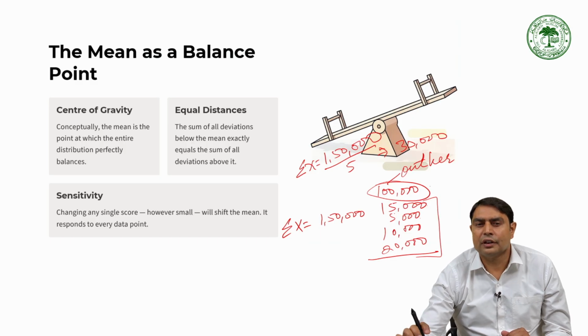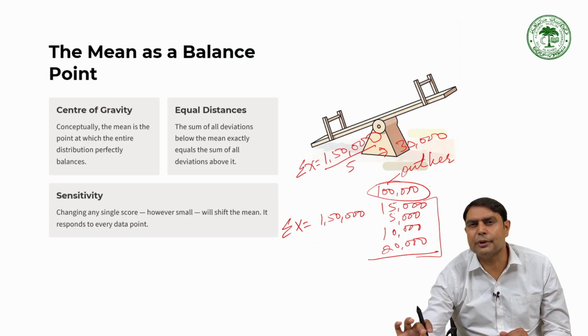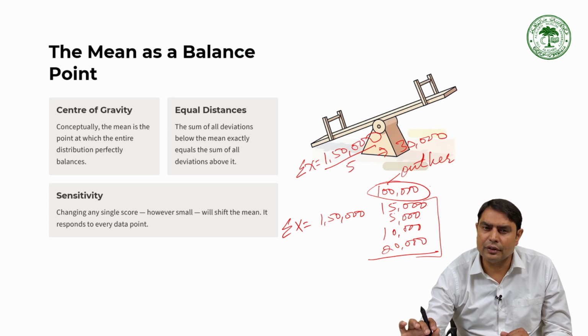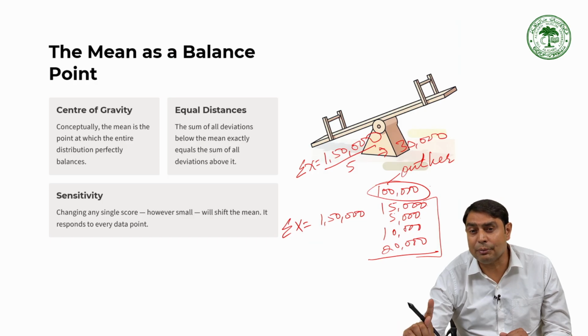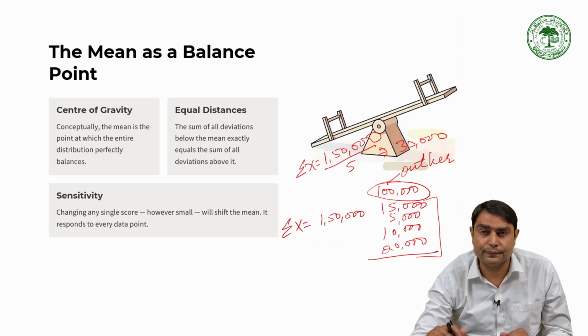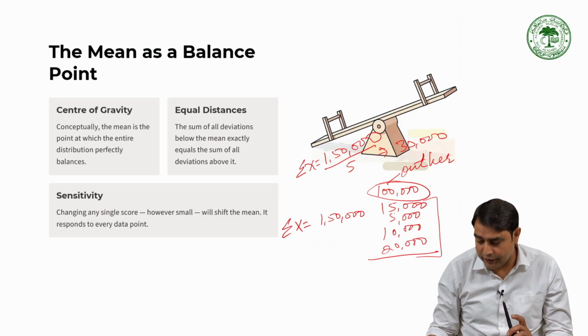Since the mean responds to every value, this becomes problematic. Outliers become a problem. So, the mean is sensitive, and that sensitivity becomes a problem when outliers are present in a data set. That is what I tried to explain.